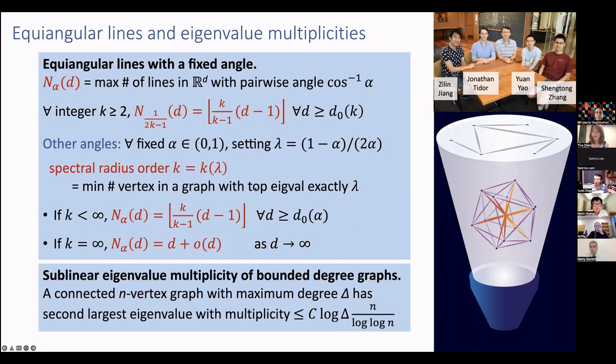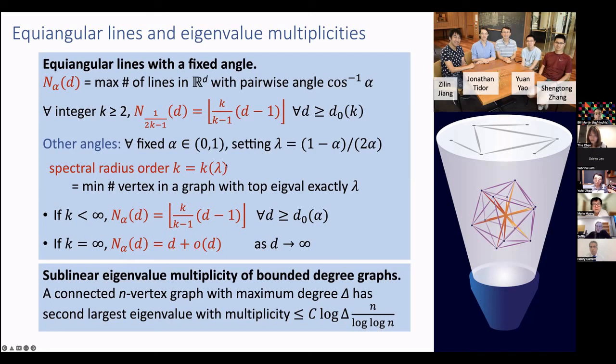Okay, so any other questions for Yufei? I have a quick question. I don't know if this is interesting, but you talked about Cayley graphs, and that in a Cayley graph of an abelian group, the second largest eigenvalue can't have a large multiplicity. Why is that?